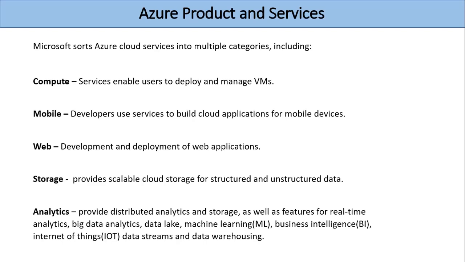Next service is mobile. For this service, developers generally build cloud applications for mobile devices. So generally, we are providing notification services in mobile devices, so users can build notification services. It can support backend tasks, and also some API related things they can deploy there. Next service is web. Web is used for development and deployment of web applications. It also offers search, content delivery, API management, notification, and reporting. Lots of other things it provides here.